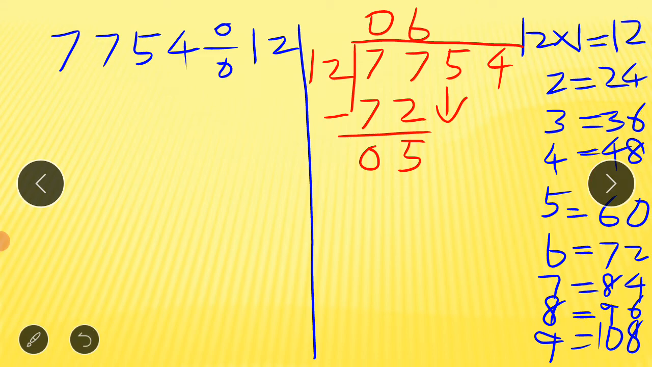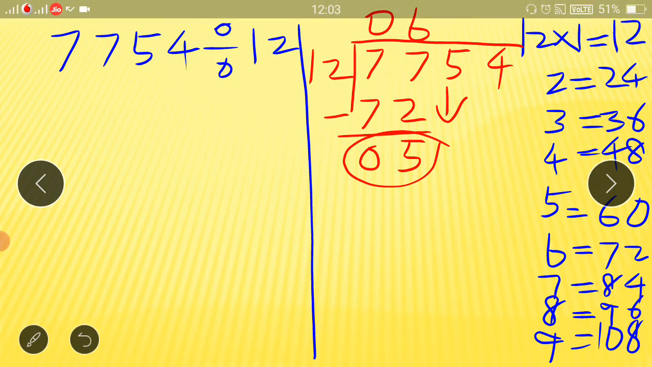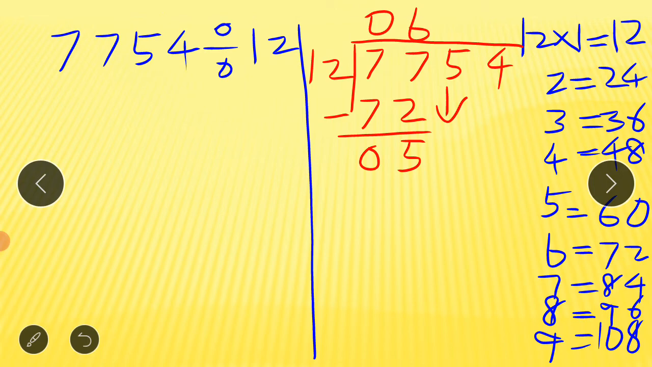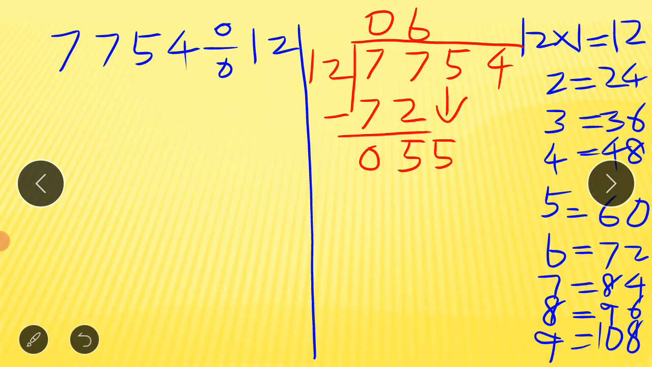Remember, don't check the remainder, because sometimes we get confused. Oh, okay, remainder 5 is not there, so let me place 0 here. Not like that. Okay, so what do you check? The fresh number. When you bring down the digit and write it beside the remainder, then only it becomes the fresh number. So the fresh number 55 is to be checked here. Is there 55? No, is it?